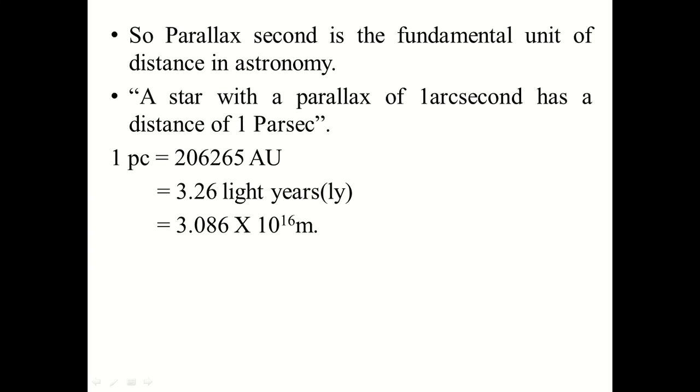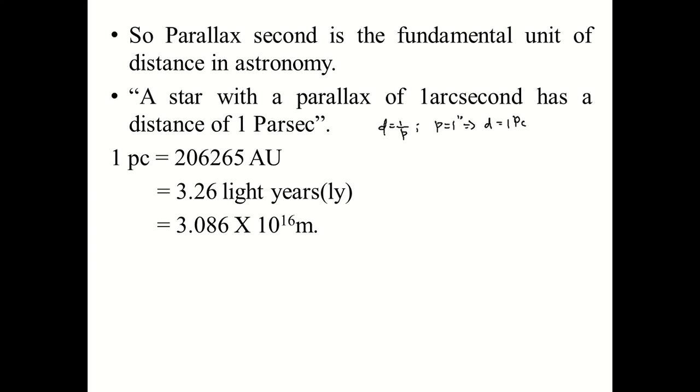Now, if you consider the relation d is equal to 1 by P, where P is the parallax angle in seconds. Suppose for a star P is equal to 1 second. You know that for any star P is always less than 1. The nearest star Proxima Centauri has a parallax of 0.772. But to define 1 parsec, I am considering the condition that P is equal to 1 arc second, which leads to the fact that d is equal to 1 parsec, 1 pc.